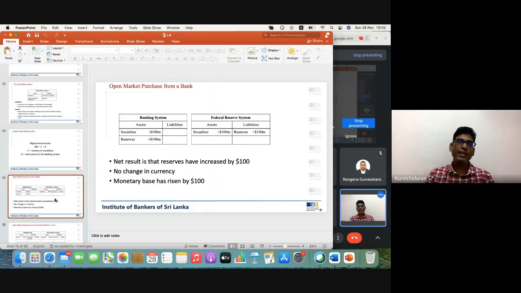Clear? Now let's assume the central bank does an open market purchase, meaning the central bank is going to purchase securities in the open market. We call it OMO, open market operation. In that operation, the central bank is going to buy securities. You can see these T accounts. Always remember these T accounts.